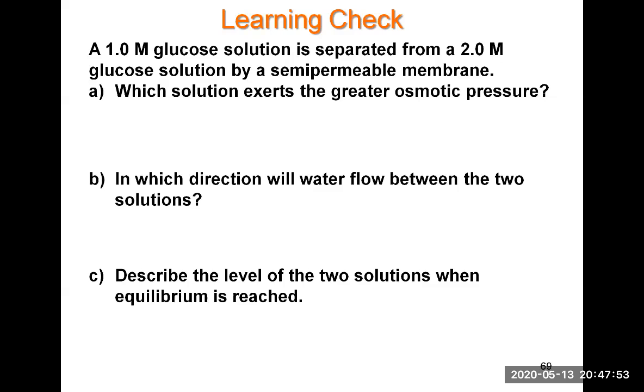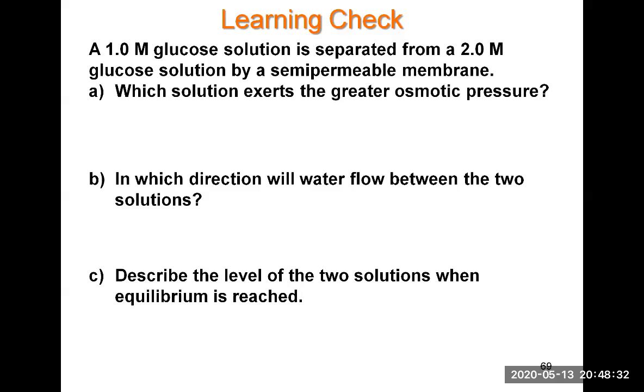To answer that question, you need to think about what it means, a greater osmotic pressure. A greater osmotic pressure will be made by the solution that has more solute, that is more concentrated, right? So the greater the number of dissolved particles, the higher the osmotic pressure. So we have to decide between a 1 molar glucose solution and a 2 molar glucose solution, which one is more concentrated. And here the identity of the solute is the same, it's glucose.